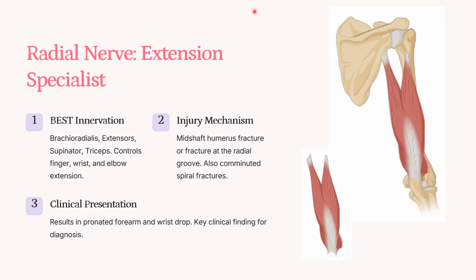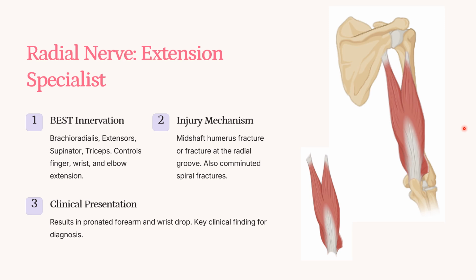The injury mechanism is that a mid shaft humerus fracture or a fracture at the radial groove will result in radial nerve injury. So mostly it will be a comminuted spiral fracture of the humerus, or in construction workers or in child abuse, where the spiral fractures are much more common. So that is what will be the mechanism.